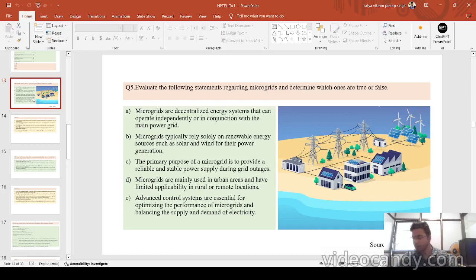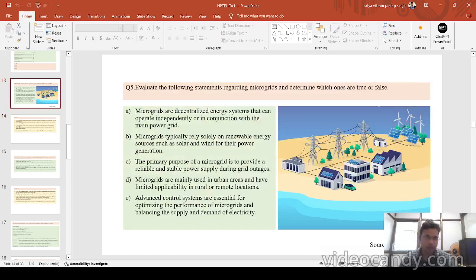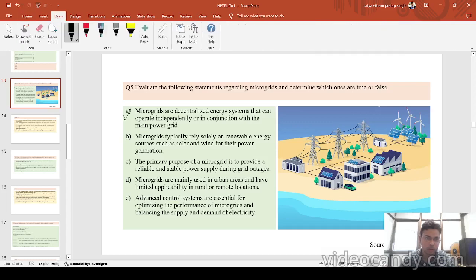Let's come to this microgrid kind of setup which we are studying. I have told you that A part is correct and B part is correct, and for the C part I have to explain. Microgrids typically, so B is false. Why? They do not typically depend upon solar and wind for their power generation. And the primary purpose, C option, the primary purpose of a microgrid is to provide a reliable and stable power supply during the grid outage.